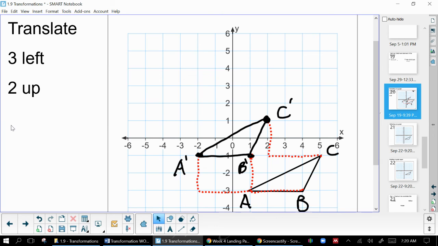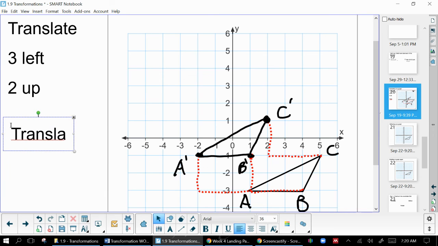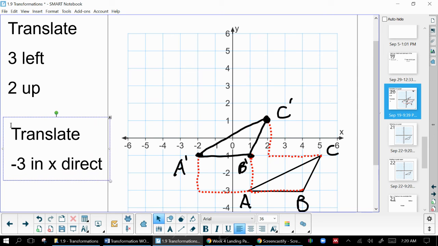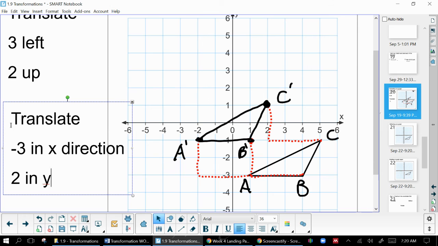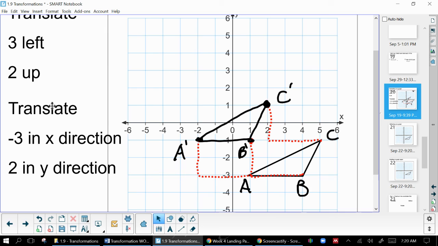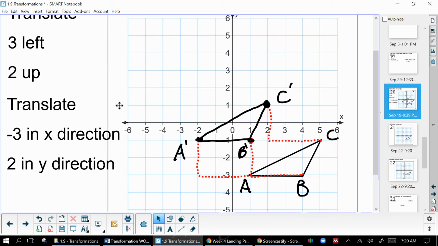Another way I could say the same exact thing would be to say translate -3 in the X direction and 2 in the Y direction. That says exactly the same thing that it did before. In the X direction, going to the left is negative. These are negative numbers down here. And in the X direction, to the right would be positive. In the Y direction, up is positive and down is negative. So -3 in the X would be to the left, 2 in the Y would be up.